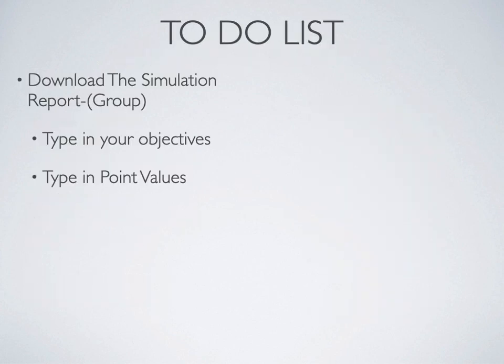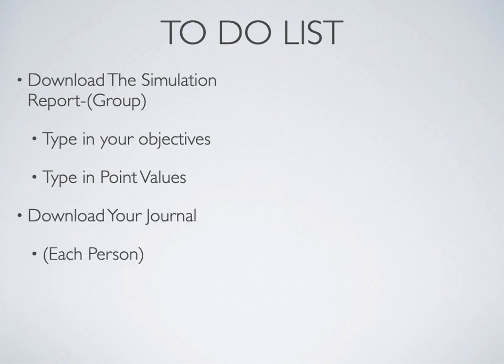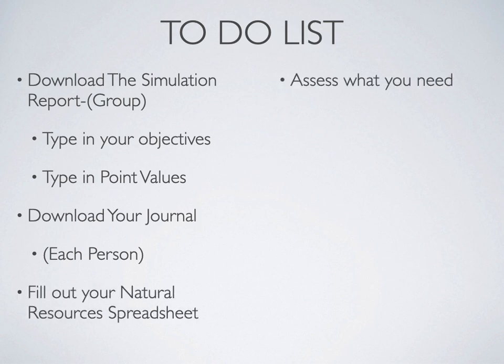So, last things to do: download the simulation report, type in your objectives, type in your point values, download your journal. Each person's got to fill out a journal and fill out your natural resources spreadsheet. Assess what you need to have, because that's where you're going to want to go right away and try to get those resources so that in 1940 you are as strong as you can be.